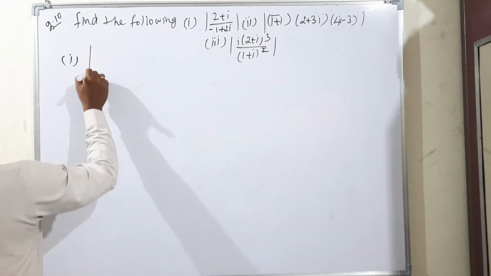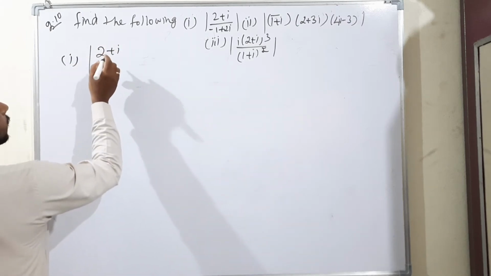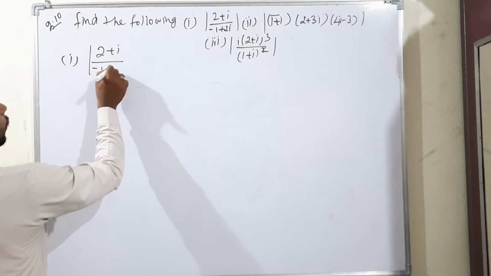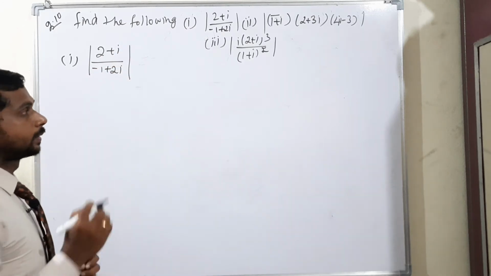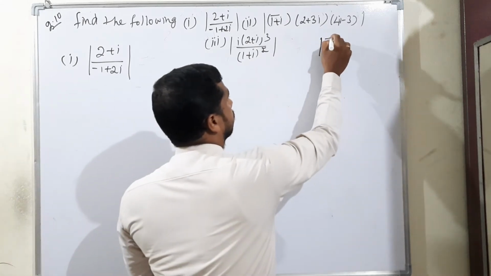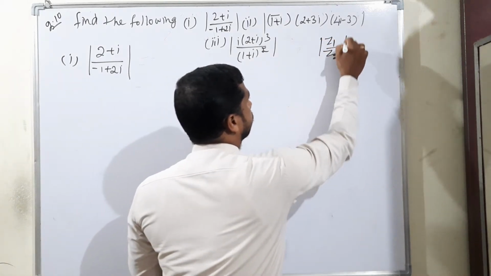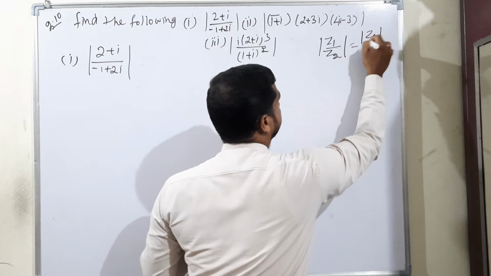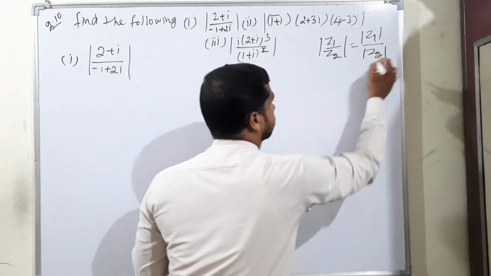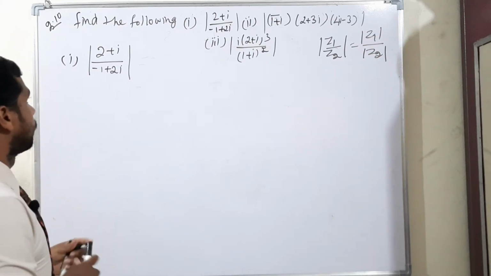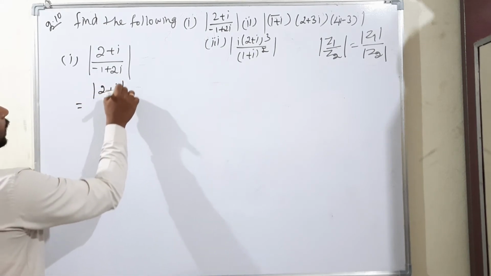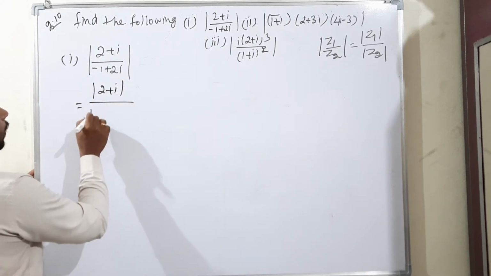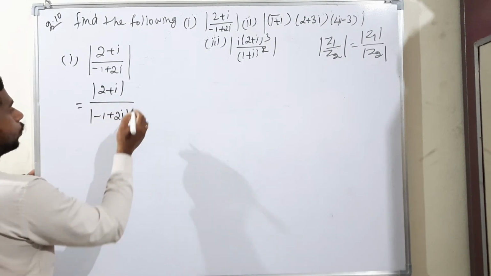Subdivision 1. Modulus of 2 plus i divided by minus 1 plus 2i. Already you know, I have given some important properties. Modulus of Z1 divided by modulus of Z2 means, what is the meaning? Modulus of Z1 divided by modulus of Z2. So you just have to separate it. Separate means modulus of 2 plus i divided by modulus of minus 1 plus 2i.